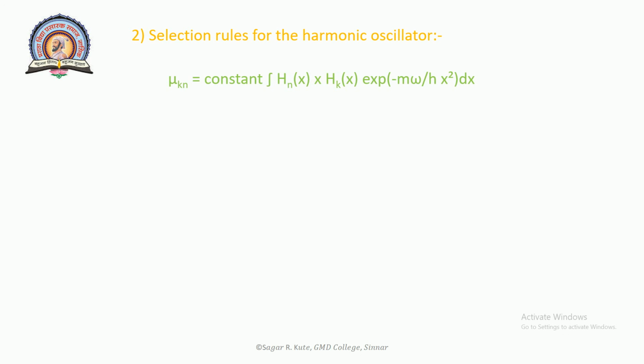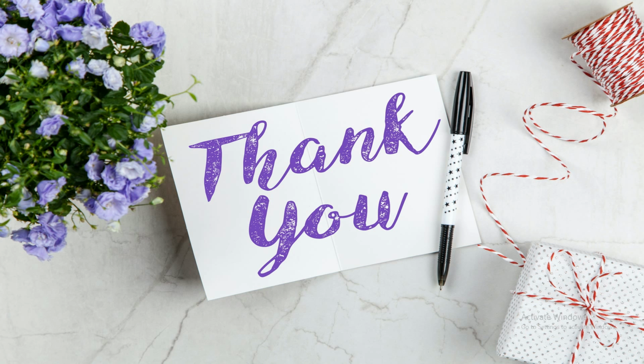From the properties of Hermite polynomials, it can be proved that the integral is non-vanishing only if k differs from n by plus minus 1. This gives the selection rule delta n is equal to plus minus 1. Selection rules play an important role in spectroscopy. Now in this lecture we discussed the origin of line spectra and selection rules. Thank you so much.